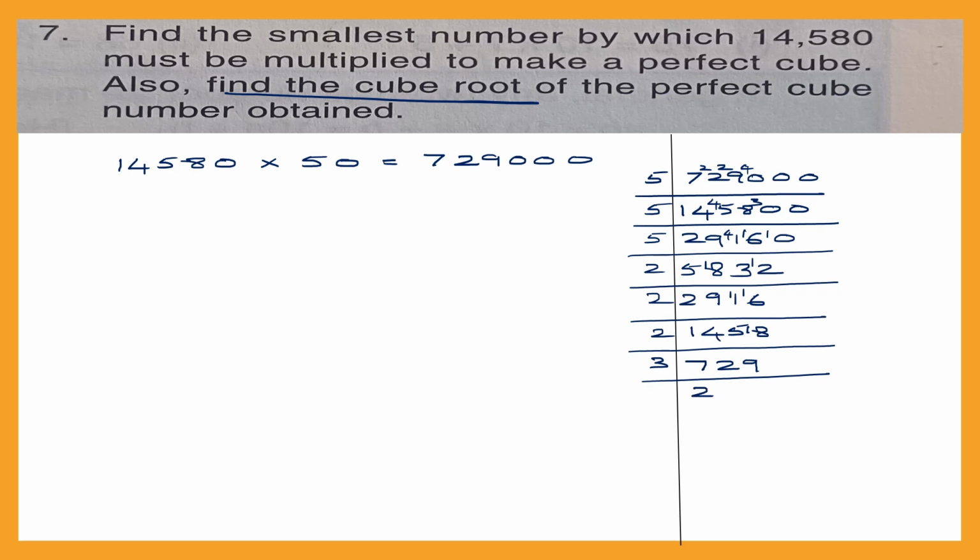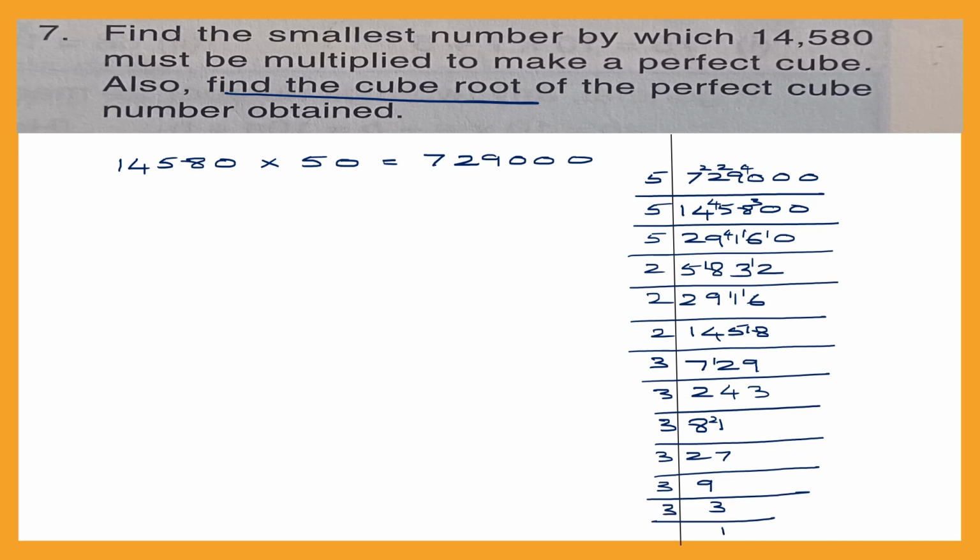3 twos are 6. 3 fours are 12. 3 threes are 9. Again with 3. 3 eights are 24. 3 ones are 3. Continue again. 3 twos are 6. 2 left. 3 sevens are 21. Again continue. 3 nines are 27. Then we have 3 threes are 9 and 3 ones are 3. So as you can see, these are all the factors of this number. We are going to write down all the factors here because we are going to find the cube root.